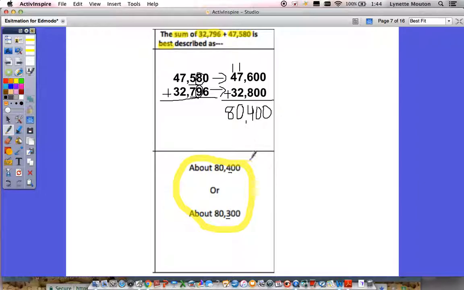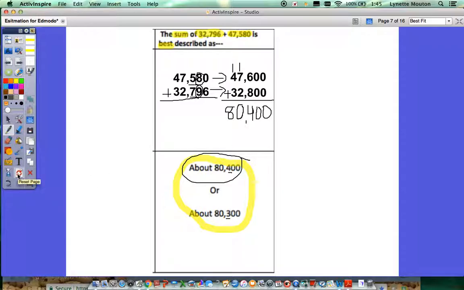80,400 is your answer, so that would be the correct one. Be careful when you're walking through these that you look at all the digits. It has to be everything to the right is a 0 in order for that to be the place that you round it to. And remember we talked about that computational fluency.